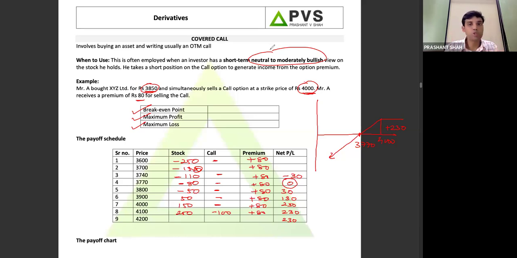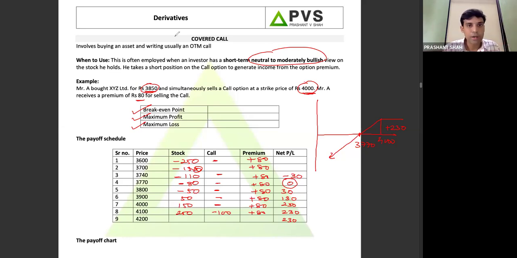This is the first one, most basic, and it is covered. Why it is covered? Because the trader has stocks backing his sell position. If there was no stock backing, we call it a naked position. So that is very risky. So this is the first strategy.